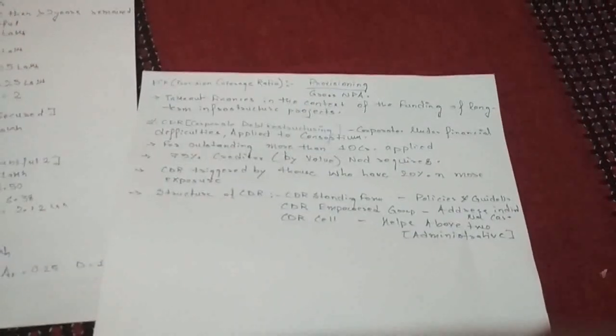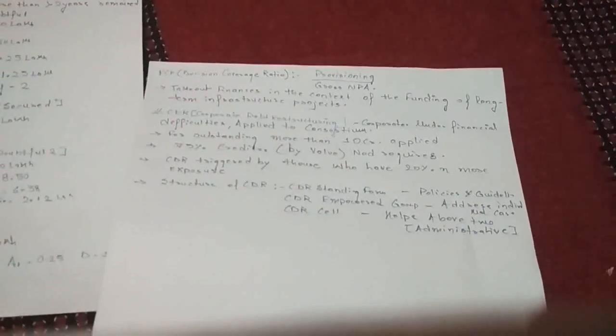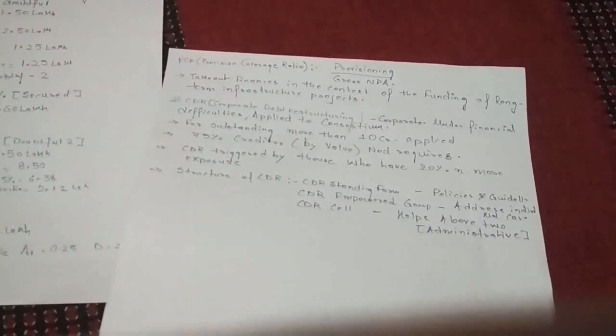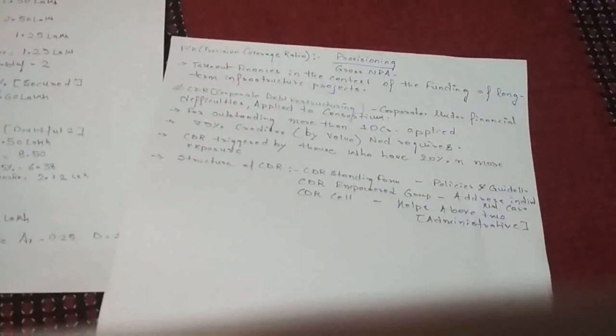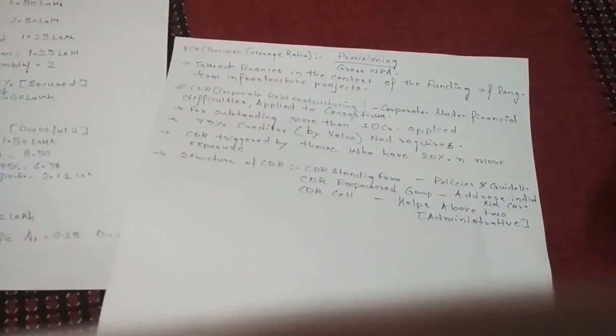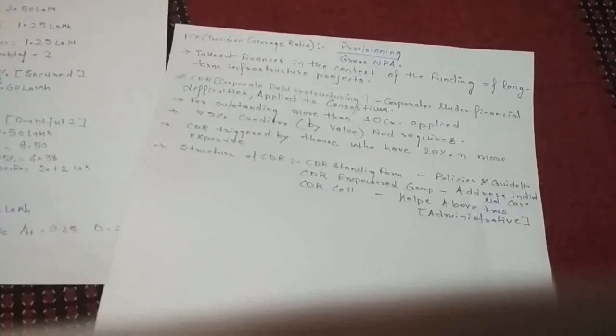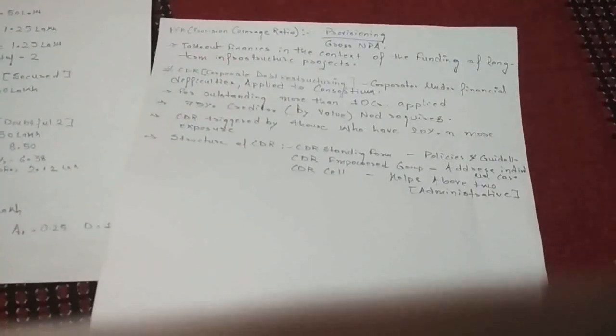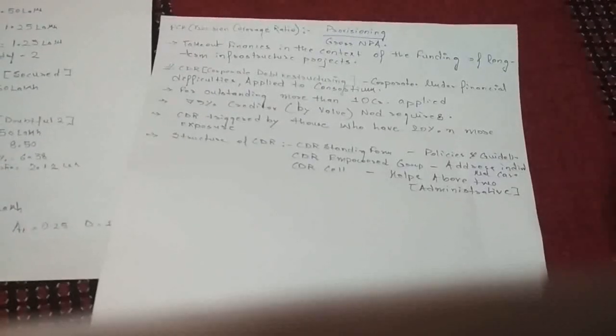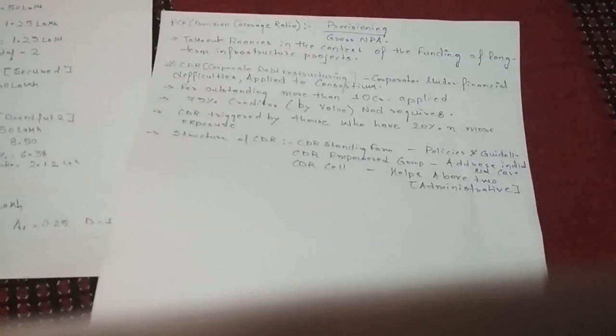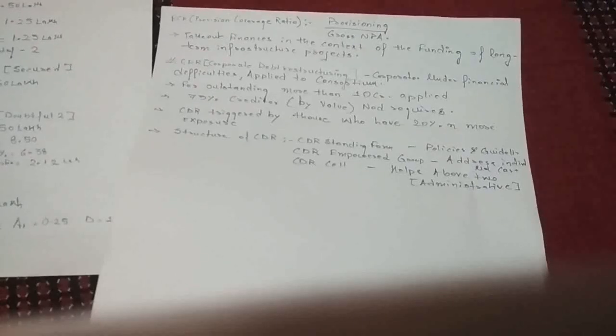Now, what is a PCR? Provisioning to gross non-performing assets. Gross non-performing assets we discussed on the last page, and the provisioning is the amount we set aside for a loan in order to cover it when it could convert to a non-performing asset. So this provisioning is totally based on the uncertainty that this loan could become NPA. What are the chances that this loan could become NPA? Then the provisioning is decided.